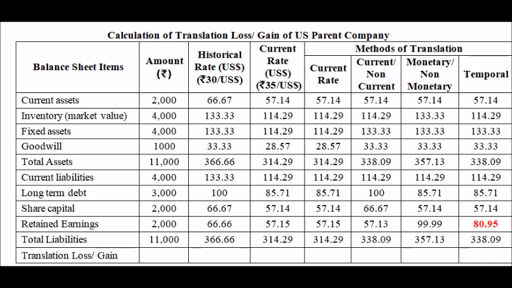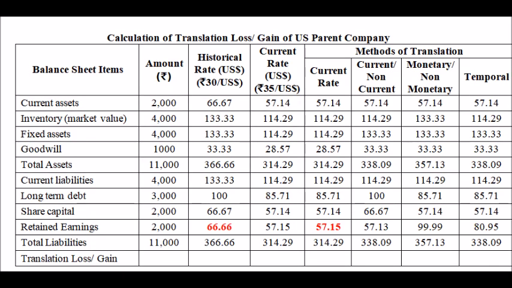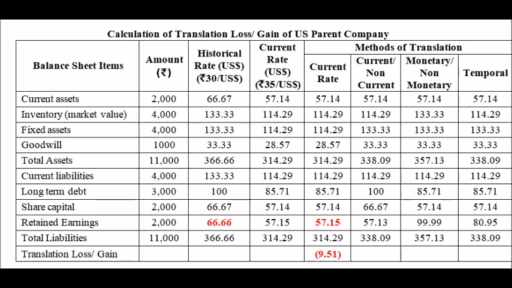Now we will calculate translation gain or loss using the four methods. The translation exposure is the difference between the retained earnings calculated under a specific method and the retained earnings at historical rate. First, under current rate method, the retained earnings are 57.15. The retained earnings at historical rate are 66.66. The difference is minus 9.51. Therefore, the translation gain or loss under current rate method is minus 9.51.